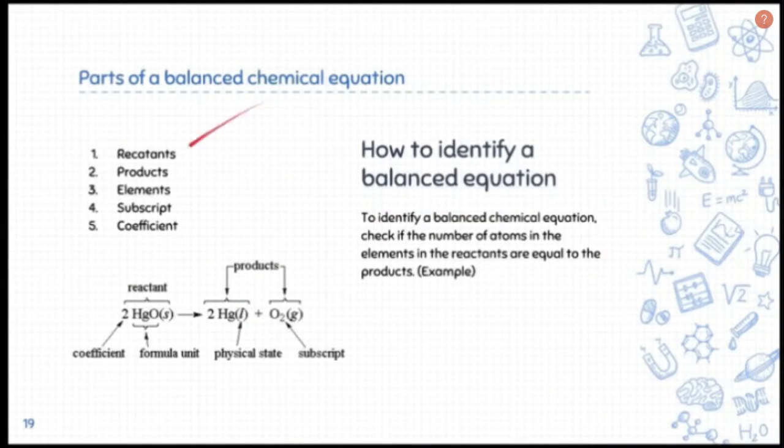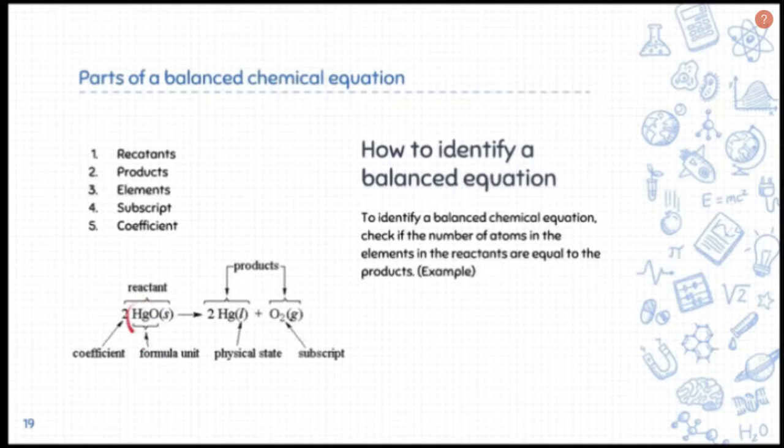Parts of the balanced chemical equation. So we have the reactants, products, elements, subscript, and the coefficient. These are all the reactants, these are all the products. The letters inside the brackets are just the states. So this one would be solid, this would be liquid, this would be gas.